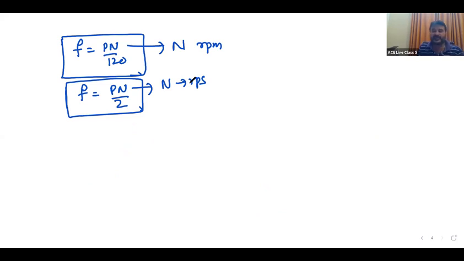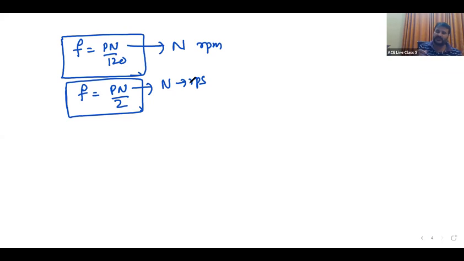So frequency depends upon what? Number of poles and speed. If more poles are there, more half cycles you will get. Four poles, 4 half cycles. Six poles, 6 half cycles or 3 full cycles. 100 poles, 100 half cycles and 50 cycles. So definitely if more poles are there, more cycles.